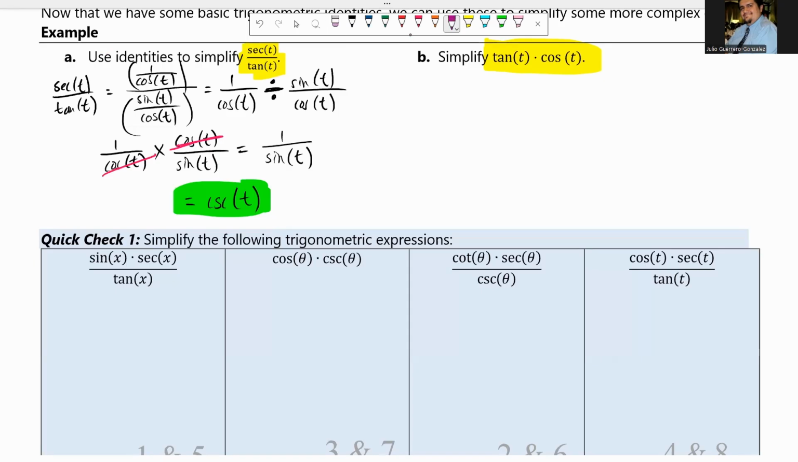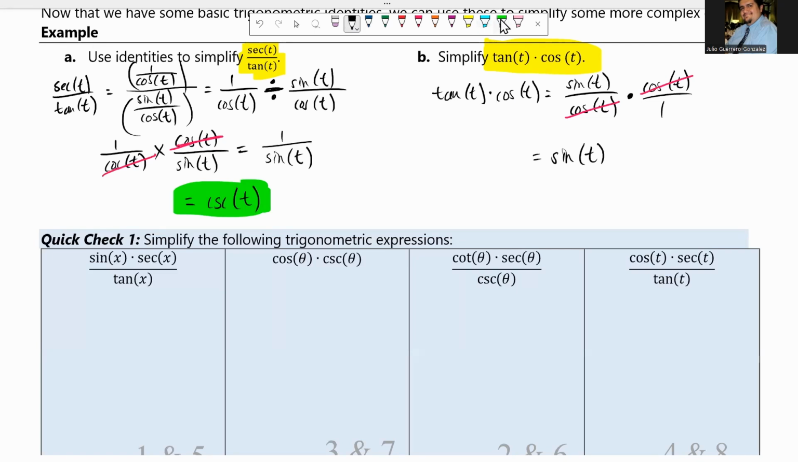Let's move on to the next one. Doing the same thing, I can do tangent of t times cosine of t. Tangent of t is sine of t over cosine of t, times cosine of t over 1. I can grab whatever I want and put it over 1. Again, we have something that looks exactly the same as before: a cosine on the bottom cancels the cosine on the top.